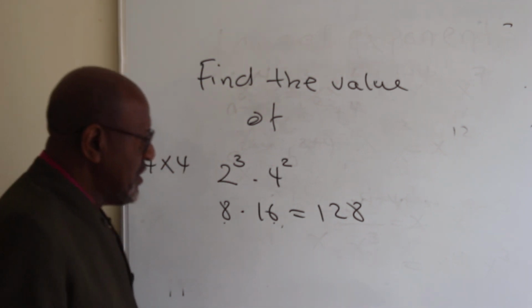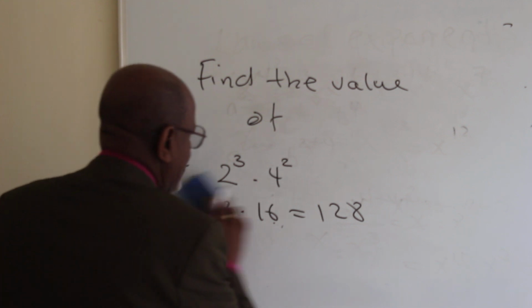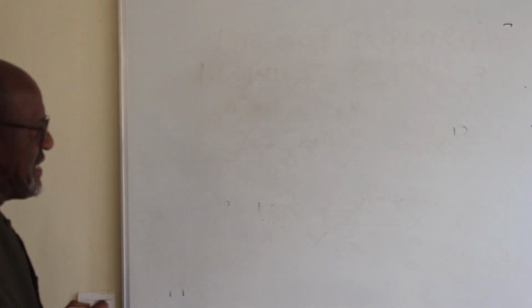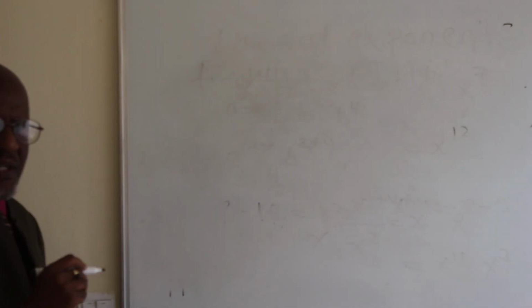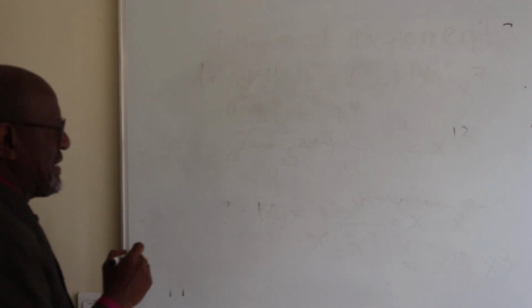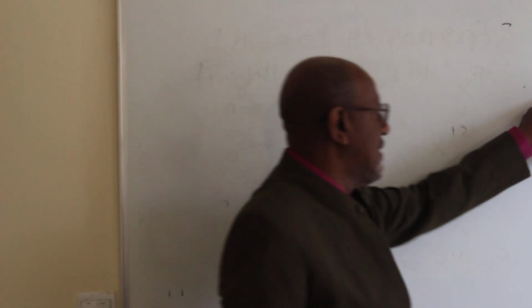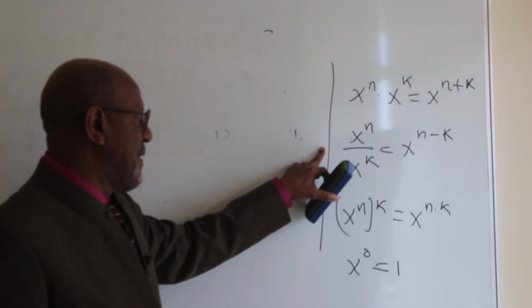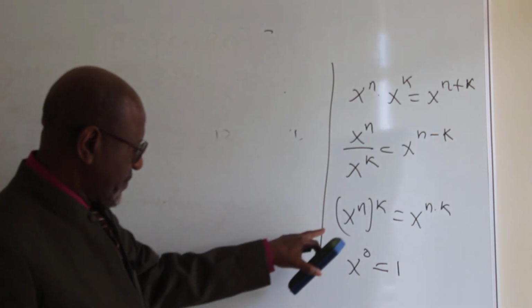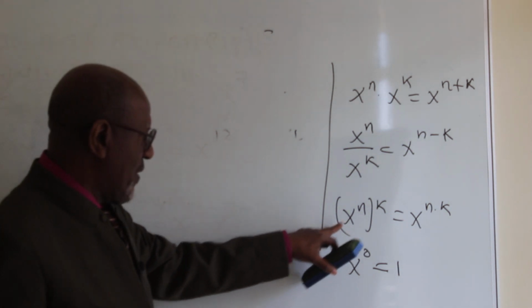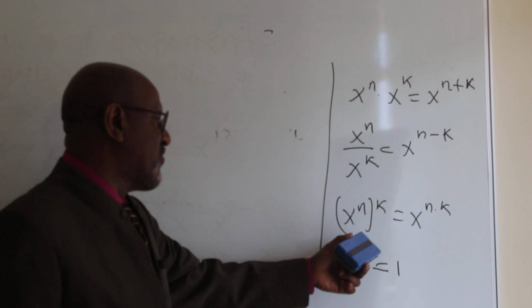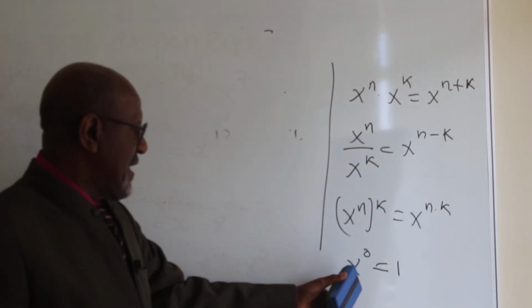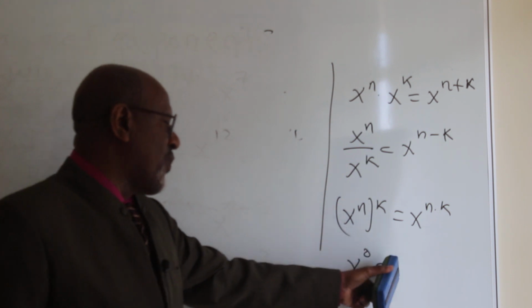Okay, so let's just do a recap. The first rule says terms of the same base, when multiplied, we add the exponents. Second rule says terms of the same base, when divided, we subtract the exponents. Third rule, if a base is raised to a power and the entire thing is raised to another power, we multiply the powers. And we also saw that any number to the power 0 is 1.